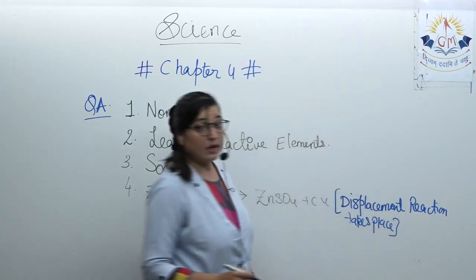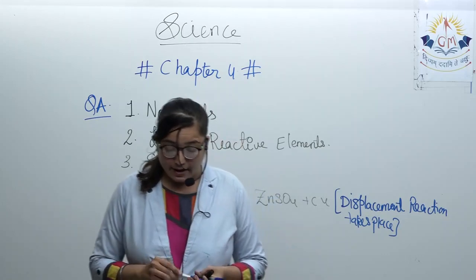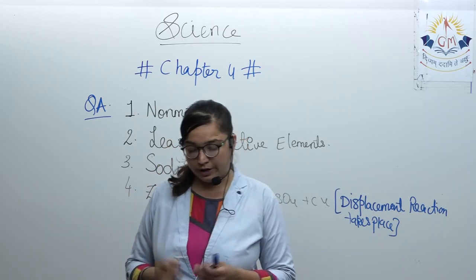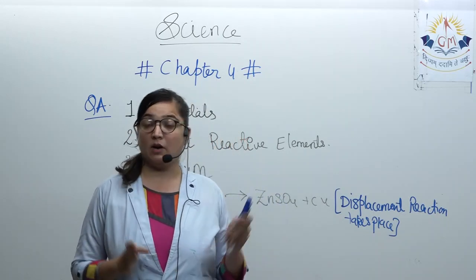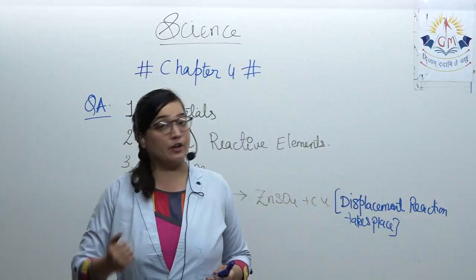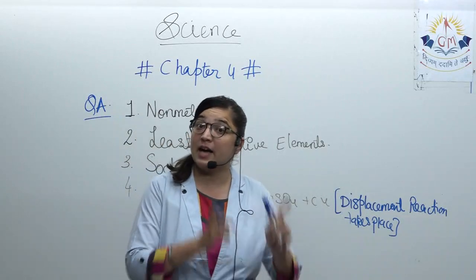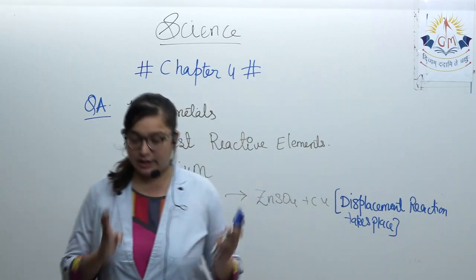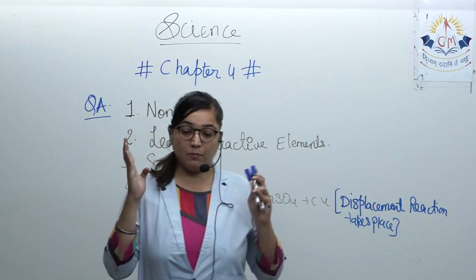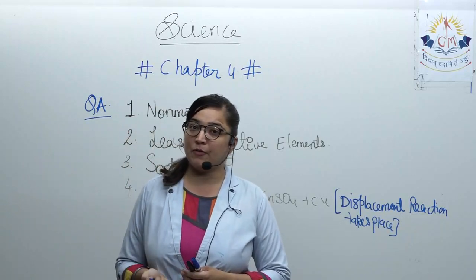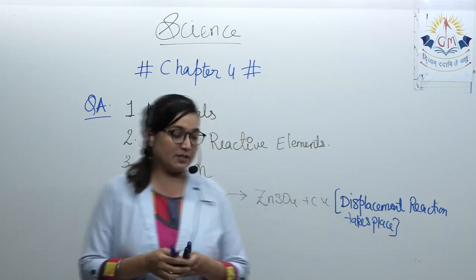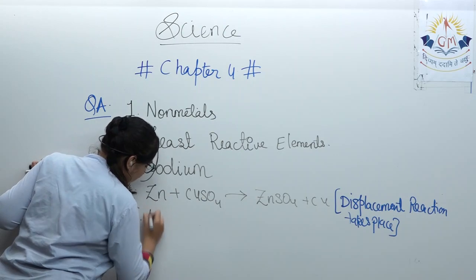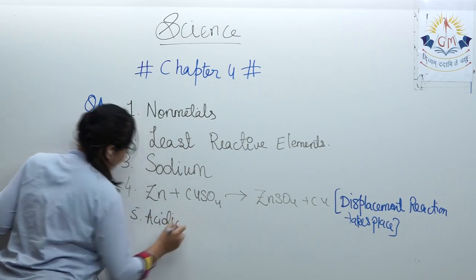Okay. Coming to the next question. An oxide of sulfur turns blue litmus into red. It is sulfur oxide. Now what is sulfur? Sulfur is a non-metal. All the non-metal oxides are acidic in nature. One more hint they have given: it is turning blue litmus to red. Now blue to red means it is an acidic substance. So answer number 5 is, it is acidic in nature.